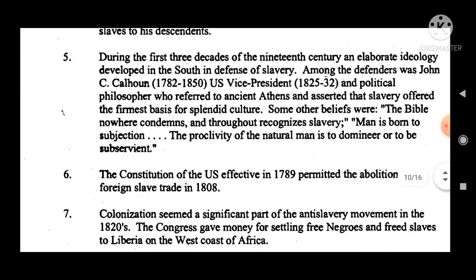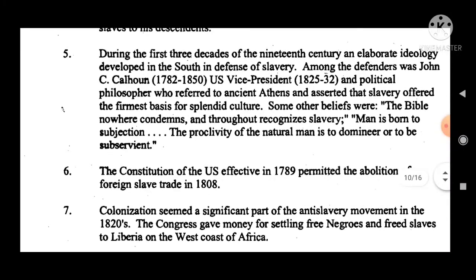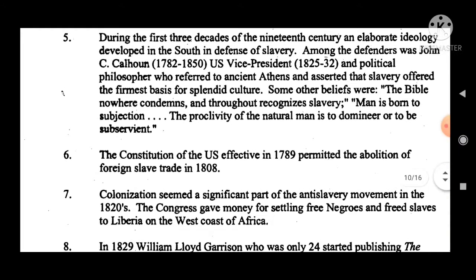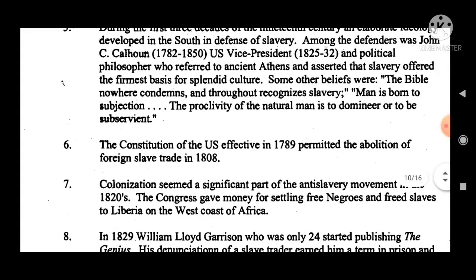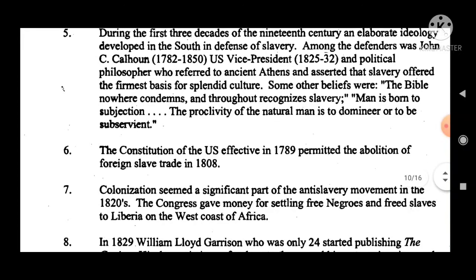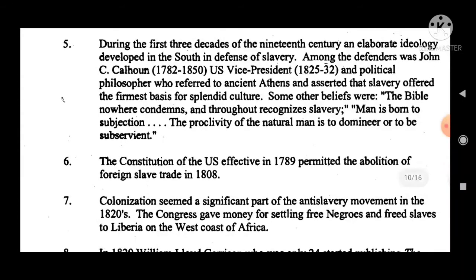During the first three decades of the 19th century, an elaborate ideology developed in the South in defense of slavery. Among the defenders was John C. Calhoun, 1782 to 1850, U.S. Vice President 1825 to 32, and political philosopher who referred to ancient Athens and asserted that slavery offered the firmest basis for splendid culture.